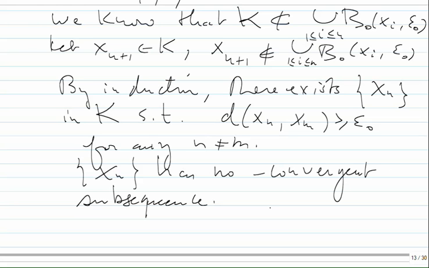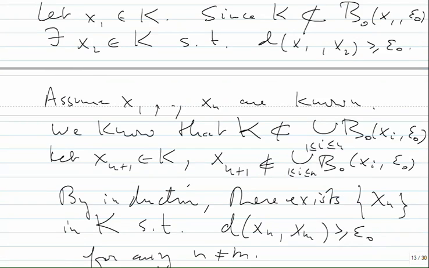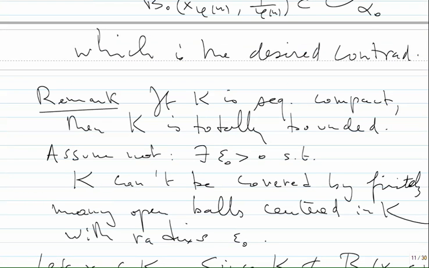Which is, of course, a contradiction, since we just said that we are sequentially compact. K is sequentially compact. So if K is sequentially compact, then K is totally bounded.